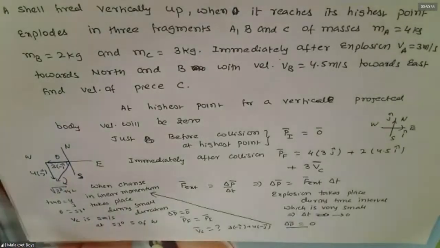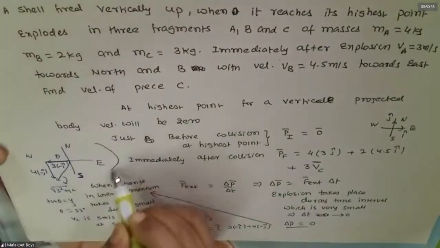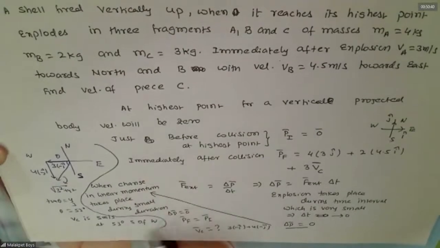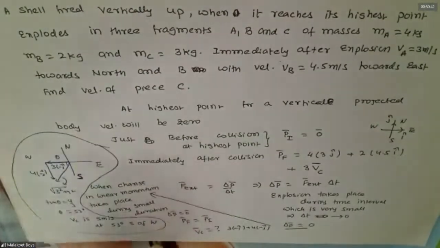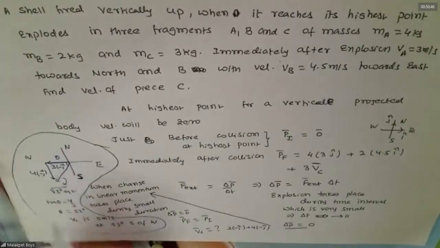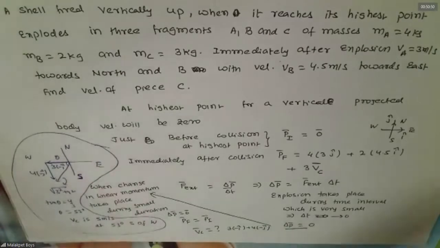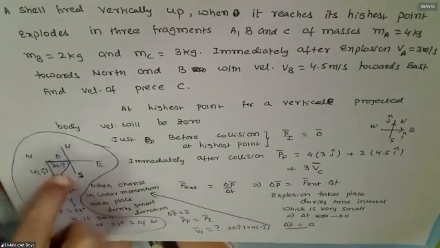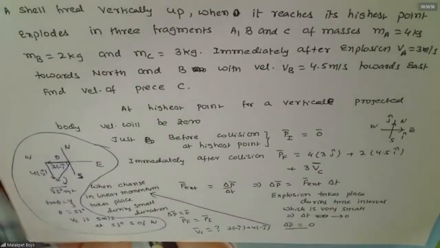Understood this? In the options you will be seeing like this, not i, j, k. Or 37 degrees west of south. Understood how to give the angle? Even if you know till here, if you don't know this, you cannot pick up the option, no? We cannot pick up the option.